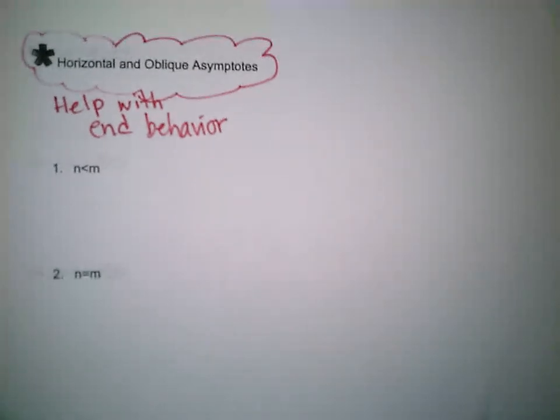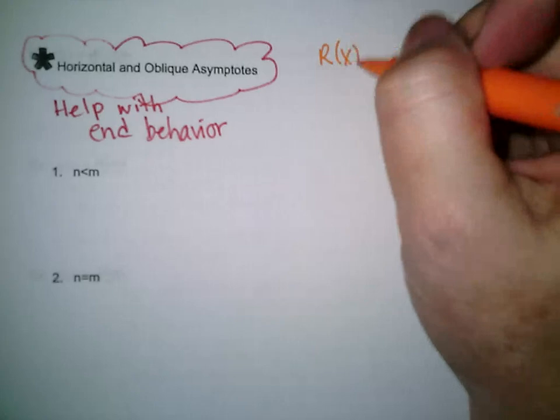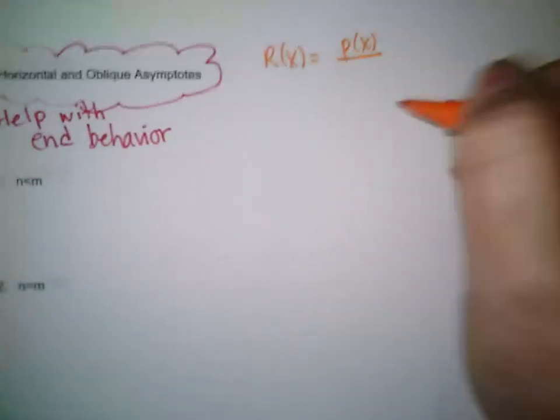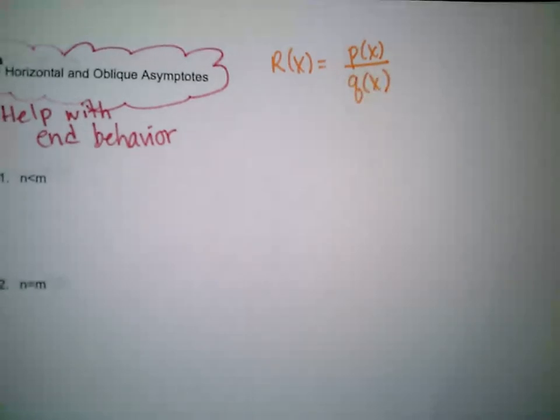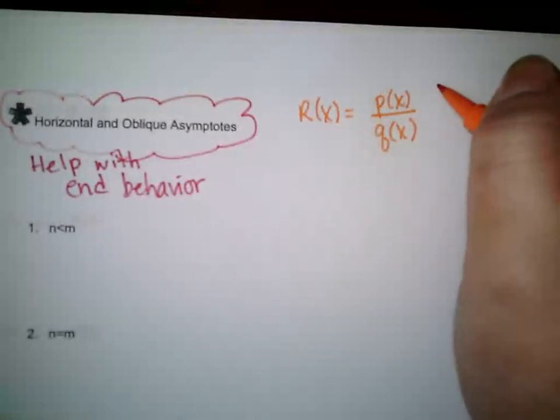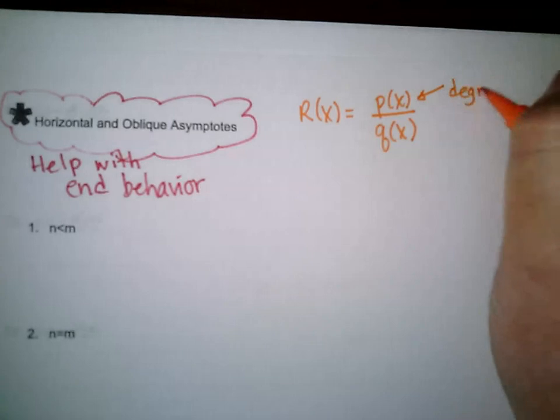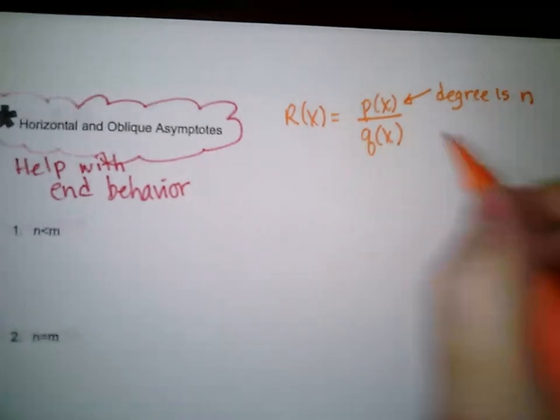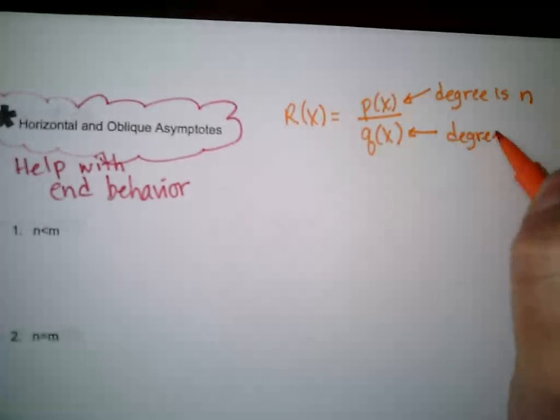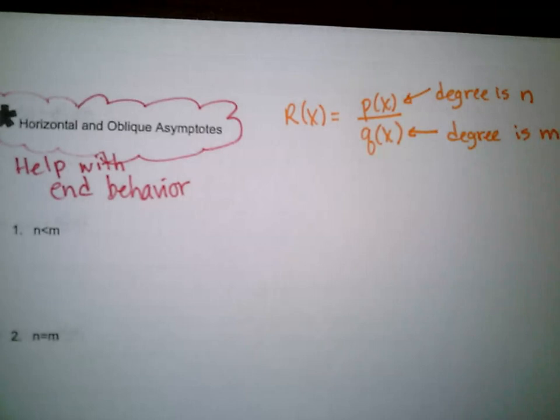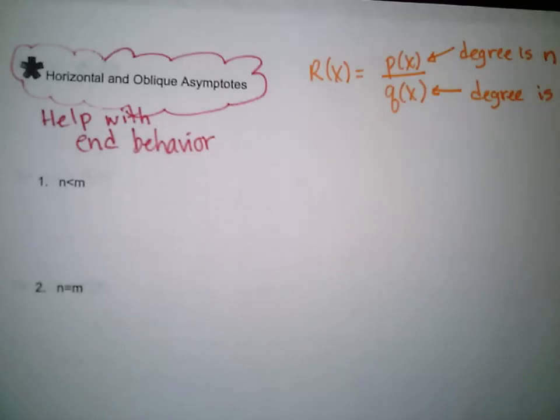Remember that our rational functions are a polynomial function over another polynomial function. And what we're going to be using for all of these decisions about these horizontal and oblique asymptotes is the degree of the numerator, which they call n, and the degree of the denominator, which they call m. So what we're going to be doing is comparing the degree of the numerator with the degree of the denominator. So there's only going to be a few possible options that we'll look at.